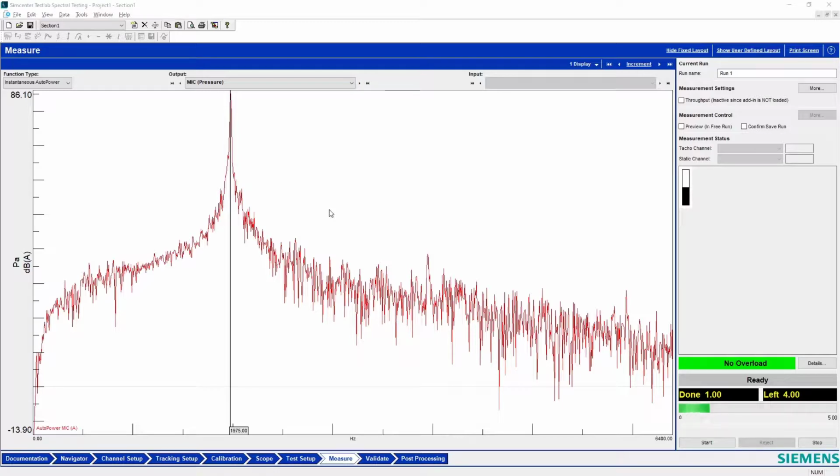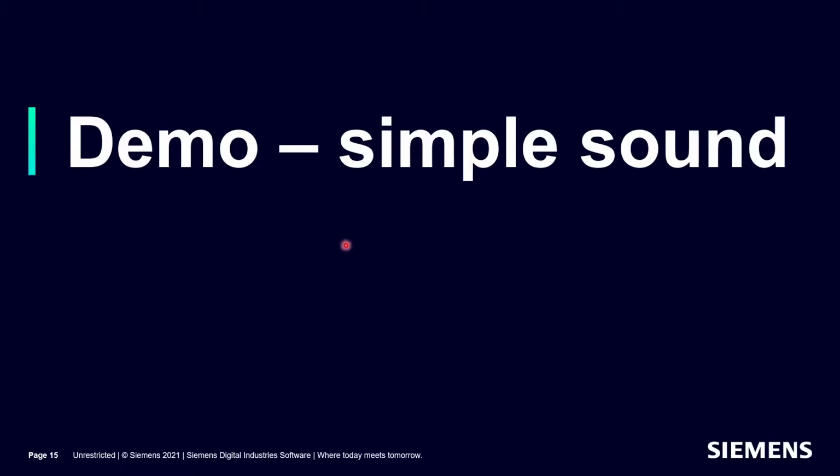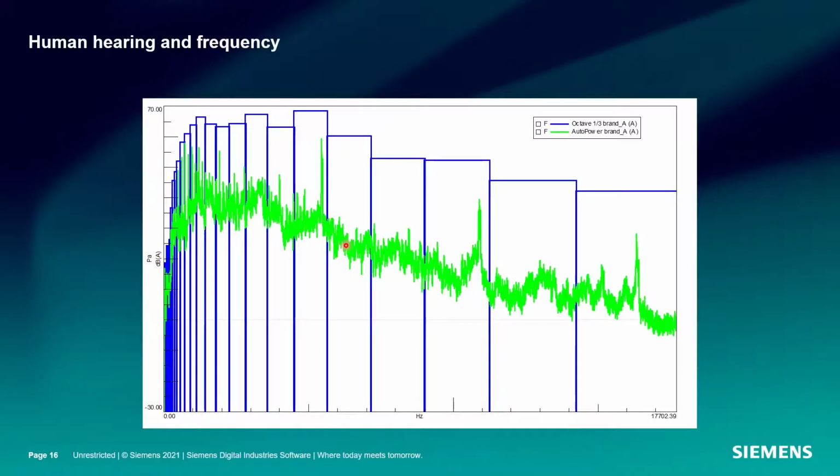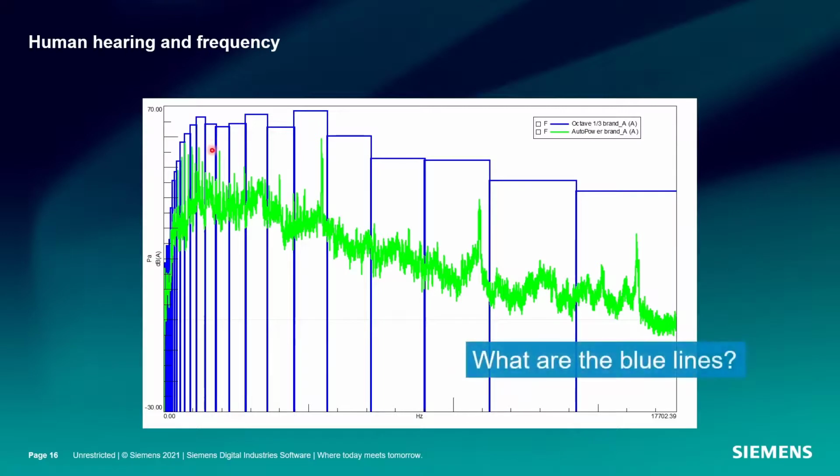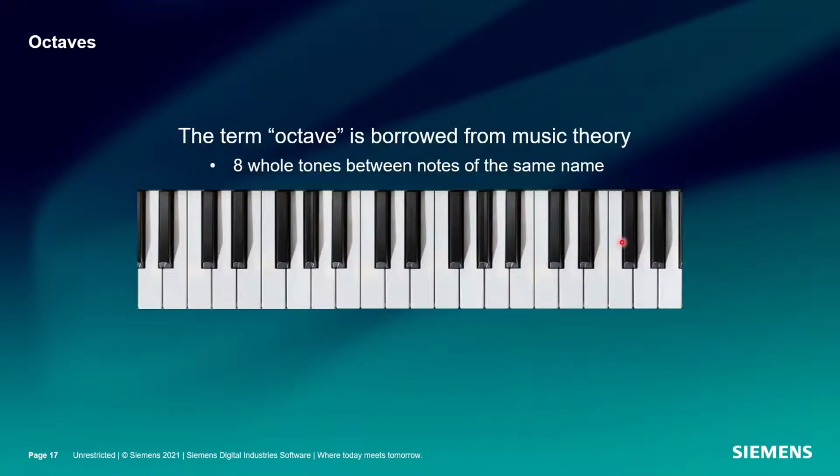So let's jump back into the presentation here. So that's sort of a frequency spectrum we see in green here. You may have seen these blue lines here before. What are these things? You may have seen this on a plot like this. Well, these are something called the octaves, octave band.